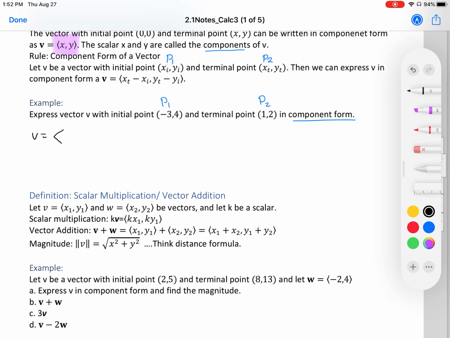We have our x of 1 minus -3, and my y's, we have 2 minus 4. So we have 1 minus -3, that gives us 4, and 2 minus 4 gives us -2. That is our answer. That is our vector. And notice how I wrote it with those short parentheses instead of a normal parenthesis.